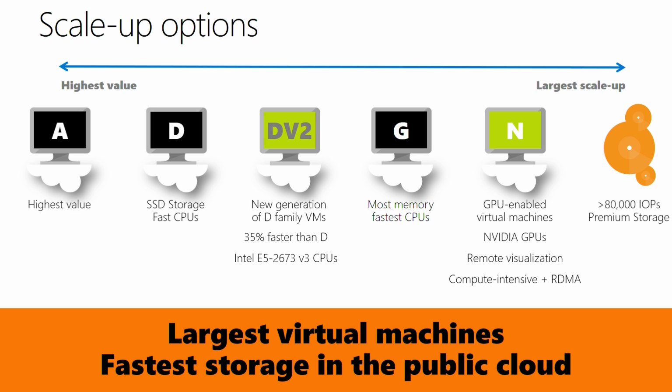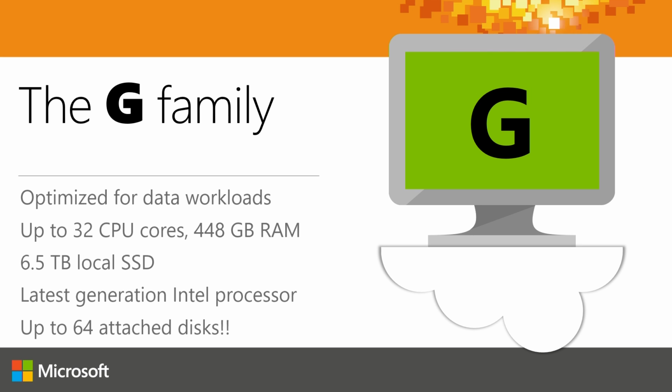Now, cost-wise, I talked about how these things come with different types of costs involved. I like to talk about the G family because, again, I'm a hardware geek. I used to build systems and rack and stack servers in my old days. The G series, if you take a look at it, is 32 cores, 448 gigs of RAM, 7 terabytes of local storage, and the latest generation Intel processors. 64 attached disks are now possible on this monster of a VM, G5. One word of caution: expensive to run for a long period of time.